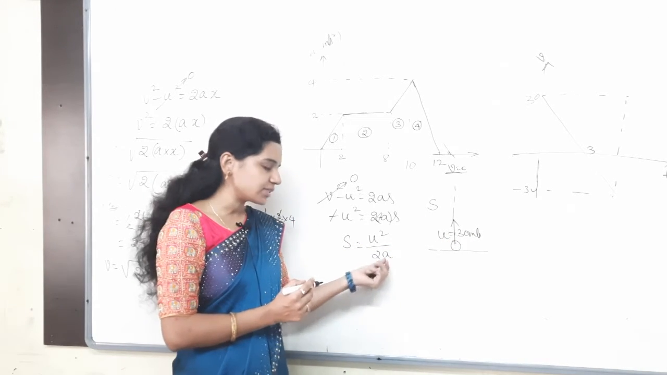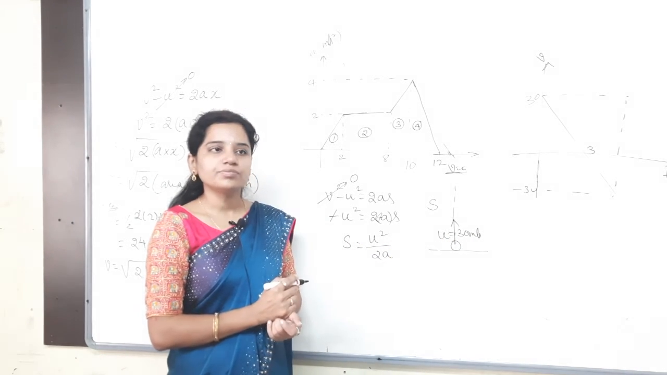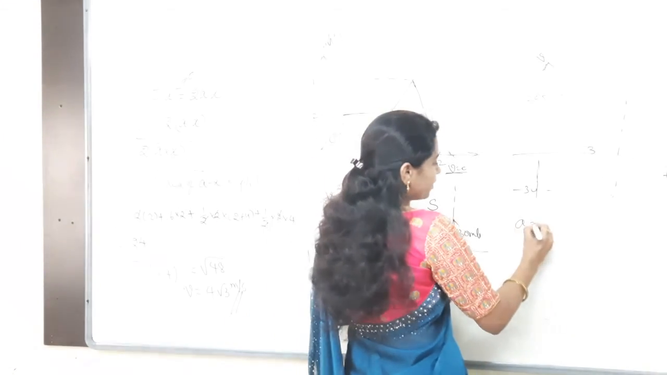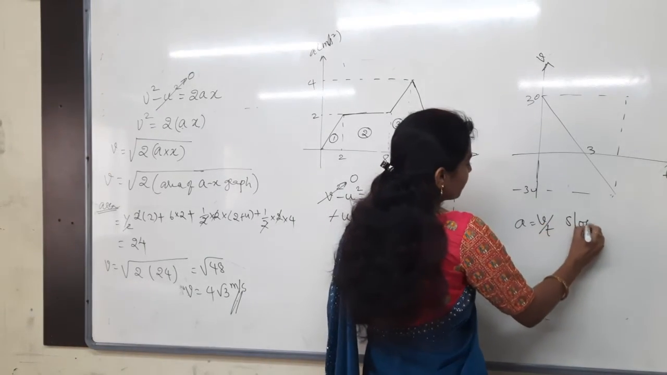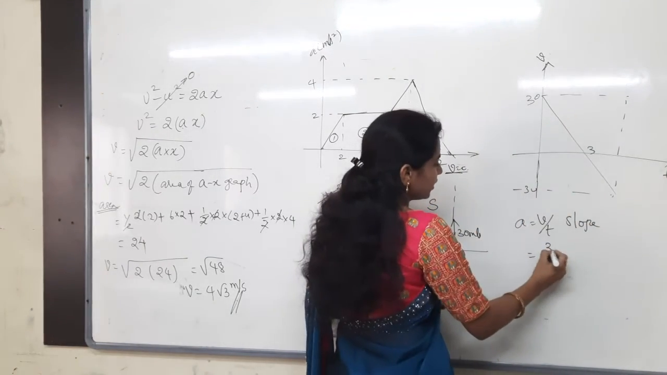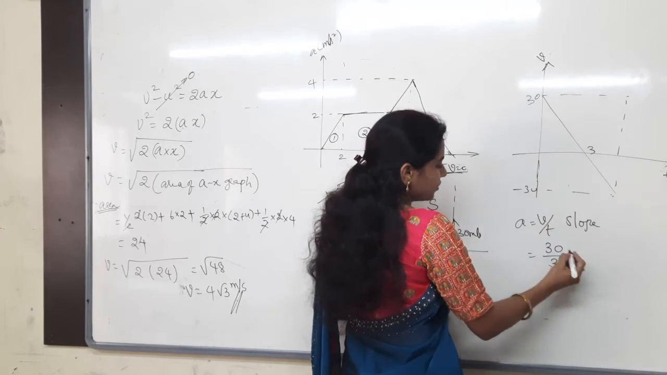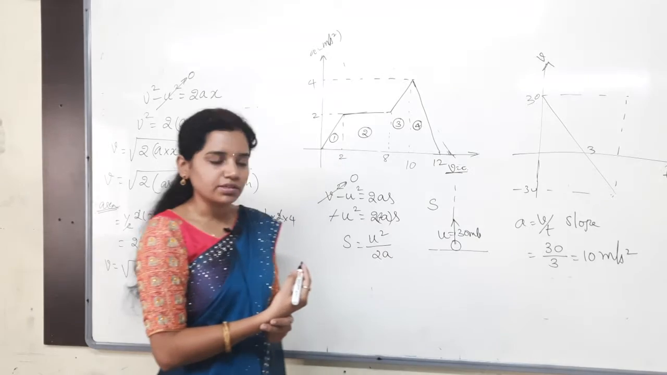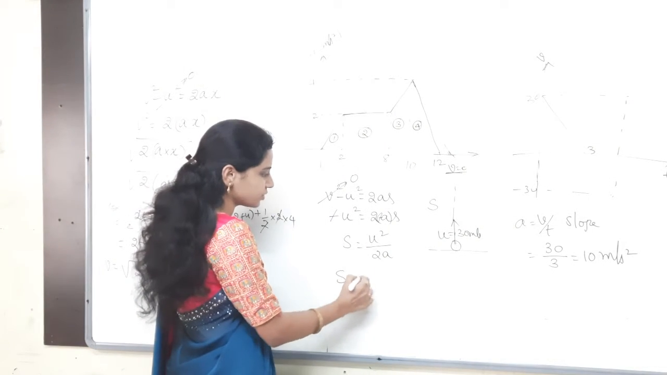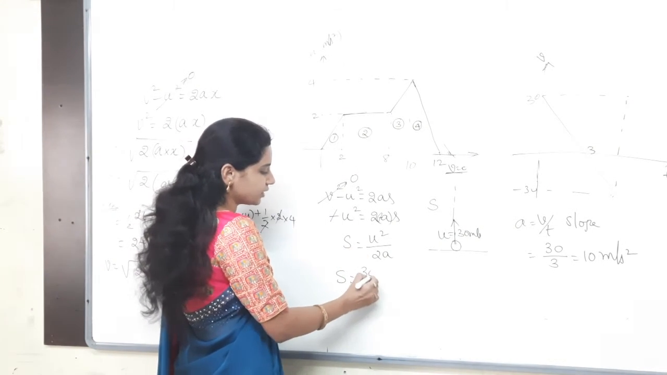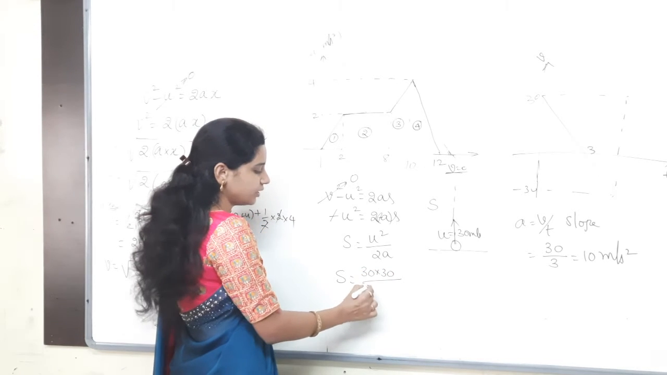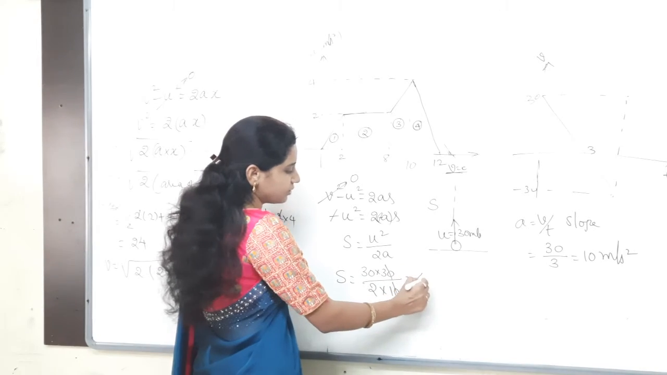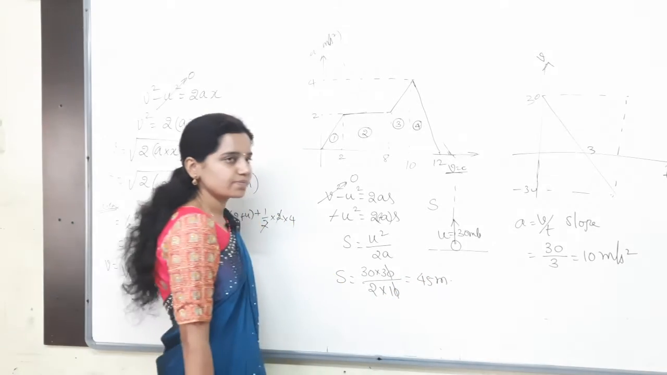So u is given, 30 meter per second. What about the acceleration? How to get the acceleration? Slope only you have to find out. v by t is nothing but acceleration, that is the slope. v is how much for us here? 30, divided by time, which is 3. So the acceleration is nothing but 10 meter per second square. Substitute those values here. s is equal to u, how much for us? 30 into 30, whole square, divided by 2 into 10. That gives you 90 by 2, nothing but 45 meters.